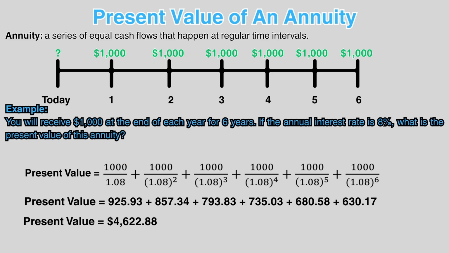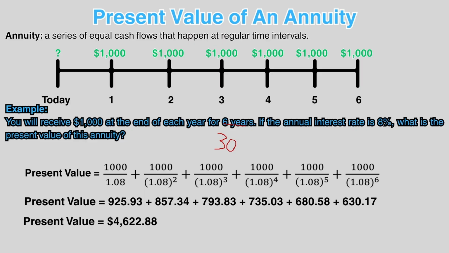Now this method works, but imagine this question instead told us you will receive $1,000 at the end of each year. So instead of 6 years, imagine if it said you will receive that $1,000 for 30 years. So imagine you have to do this 30 times. That would be a lot more time consuming. That would take forever, and the risk of making a mistake would increase because you're adding so many different numbers. It would take you a long time.